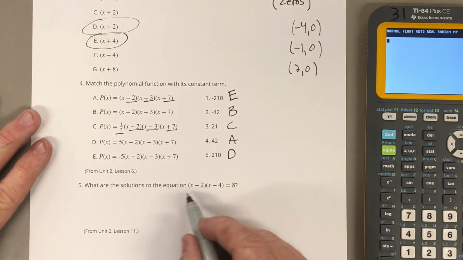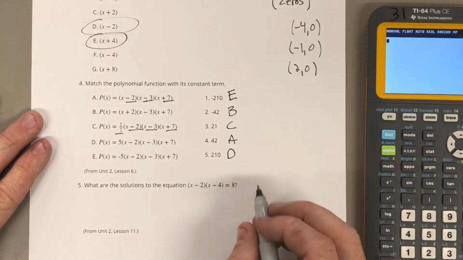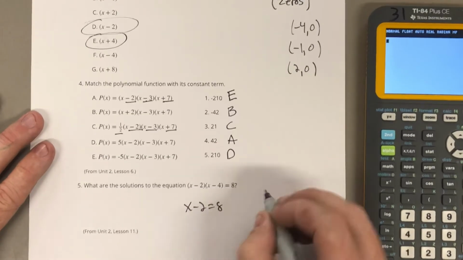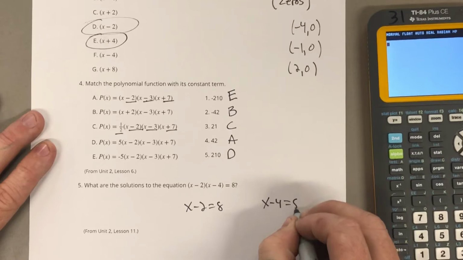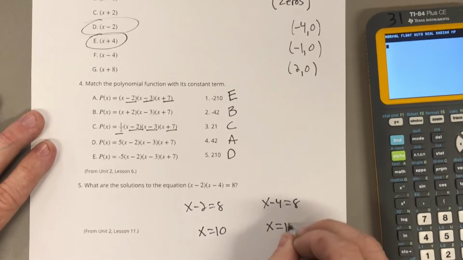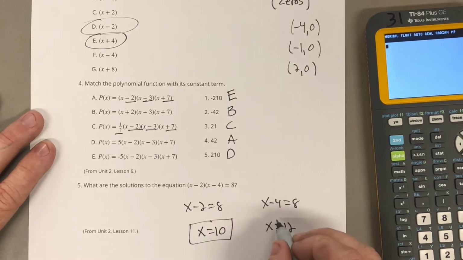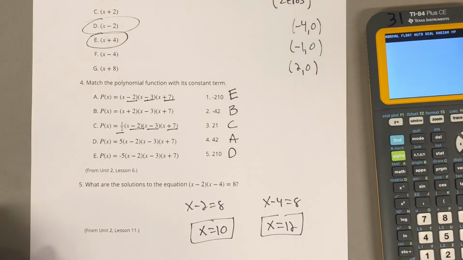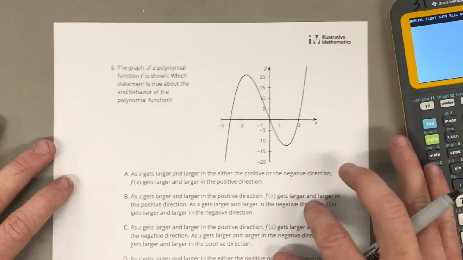All right, for this one, what are the solutions to this equation? Well, what you could do is set x minus 2 equal to 8 and x minus 4 equal to 8, and then just solve for x. So we got 10 and 12. Pretty simple. I know I'm powering through this, but it's pretty simple stuff. And then we have 2 more, starting with number 6.